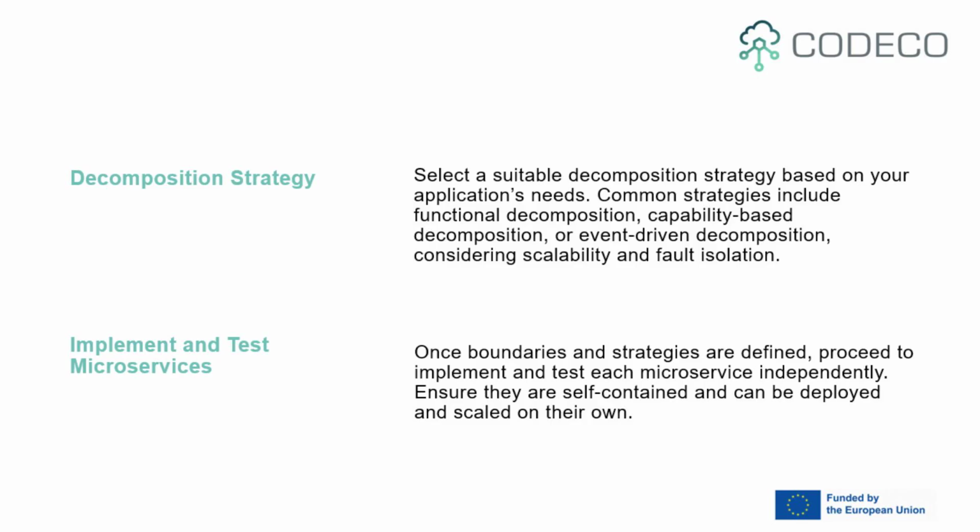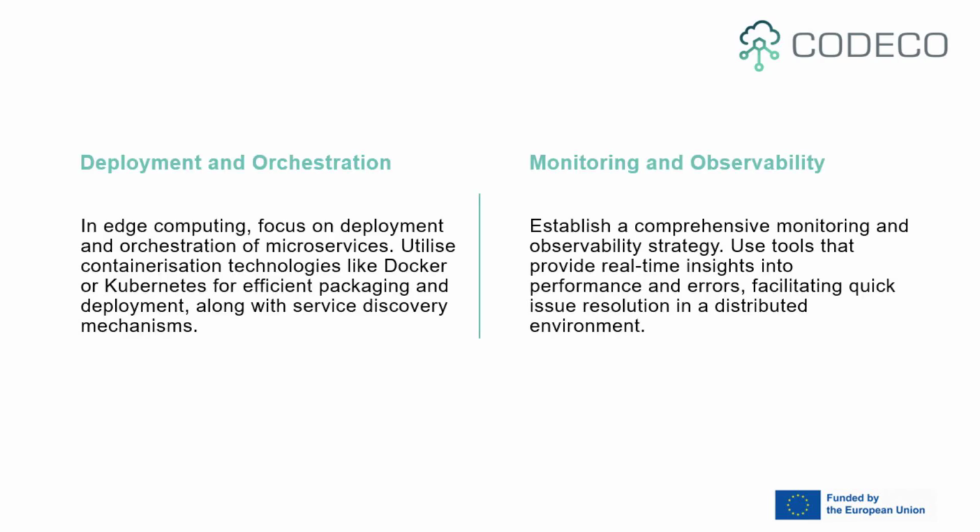6. Implement and test microservices. Once you have defined the boundaries and decomposition strategy, implement and test each microservice independently. Ensure that each microservice is self-contained, can be deployed and scaled independently, and has well-defined contracts for communication with other microservices.